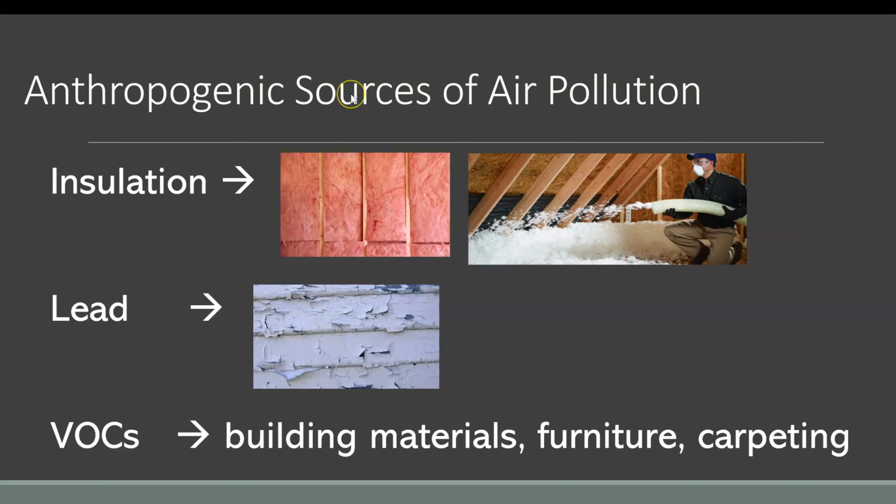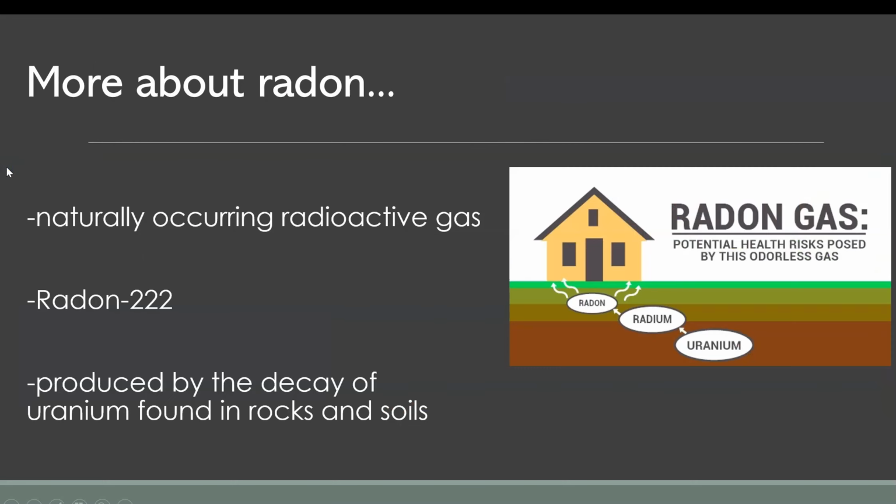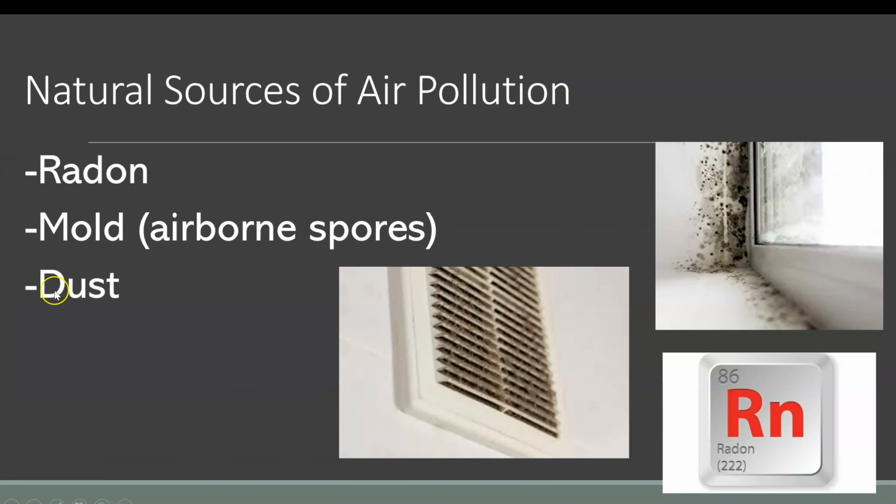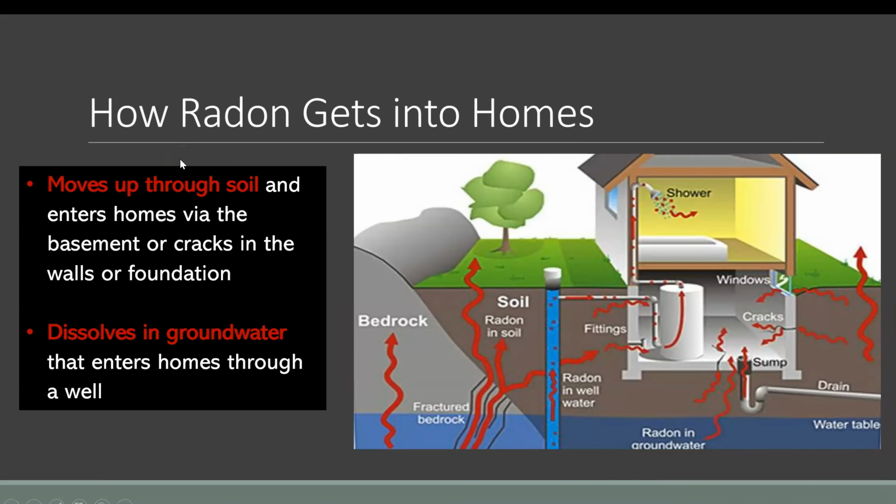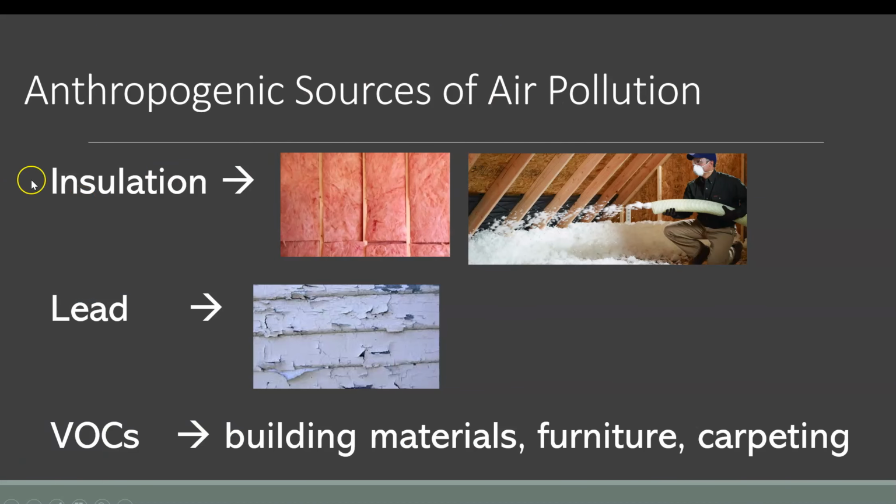So some anthropogenic sources of air pollution. Anthropogenic, again, means human sources, so we just went over the natural sources. There were three of them: radon, mold, and dust. They exist in nature, and they would be getting into our homes with or without us adding extra. This is the stuff where we're adding extra pollution into our lives.